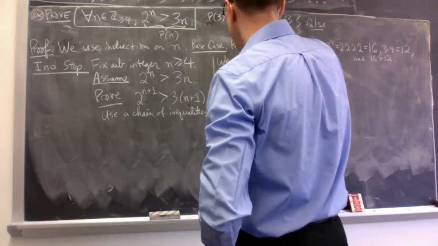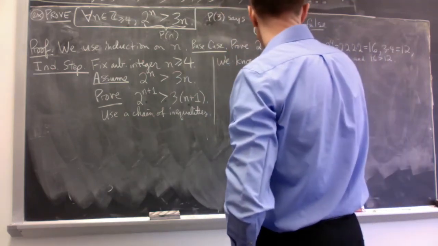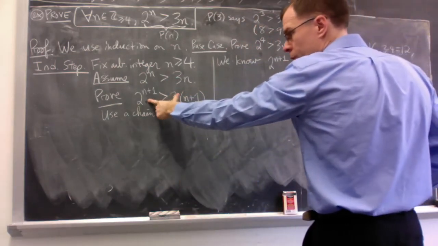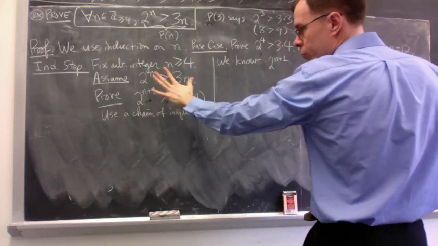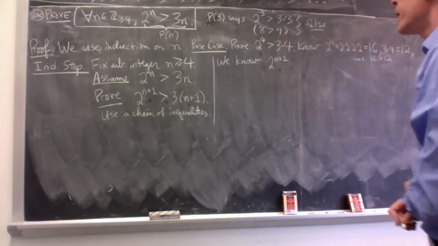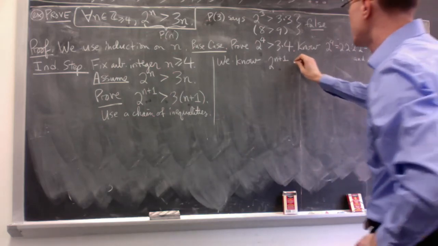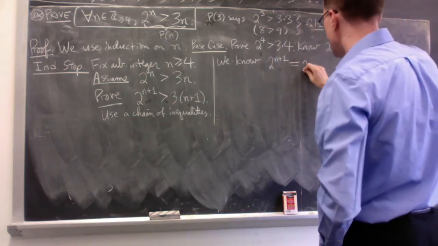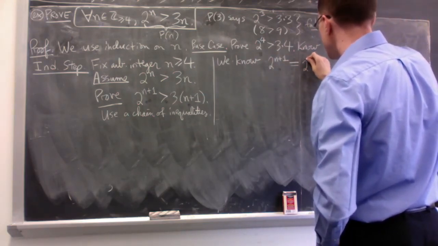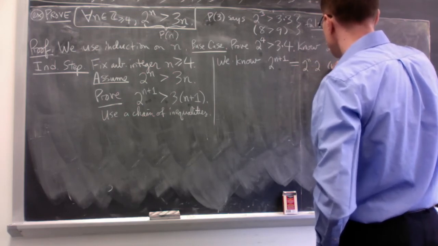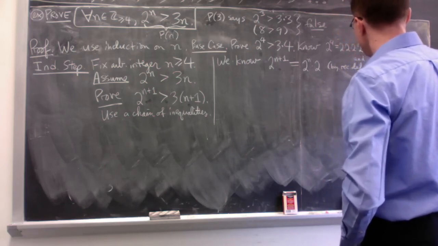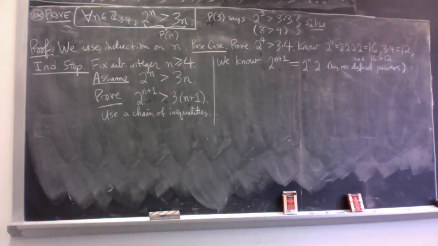We know, and let's take a look. So what do we know about 2 to the n plus 1, which is the left side of the goal? I don't know this, so I'm not going to write that. But what I do know is the recursive definition of exponents. It's actually equal, and you're allowed to have equals mixed in, by the way. That's allowed. 2 to the n times 2 by recursive definition of powers. All right, so that's gotten us going.